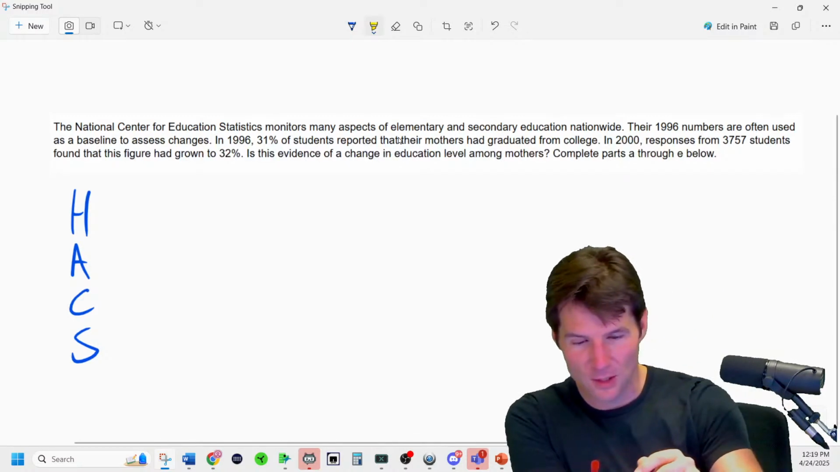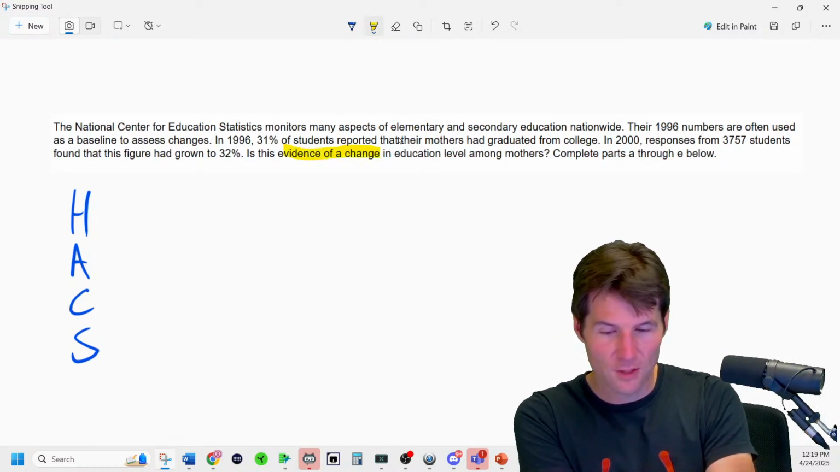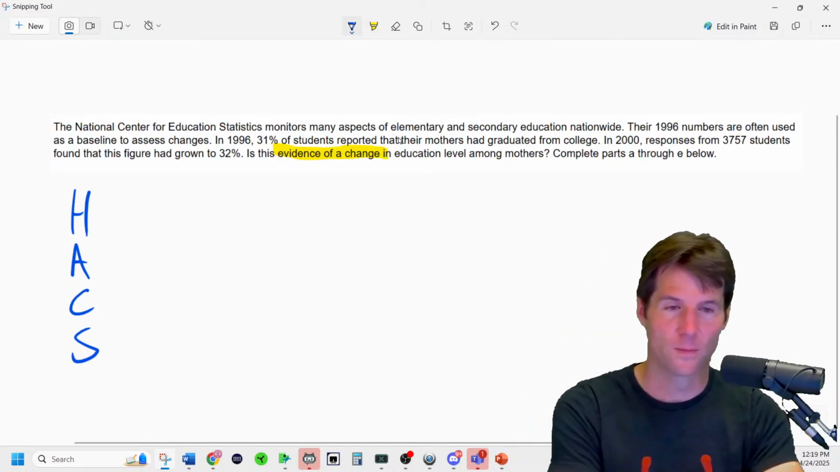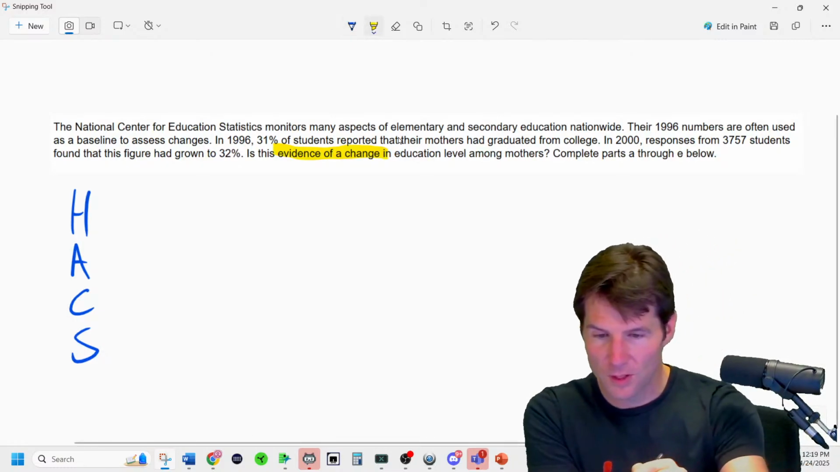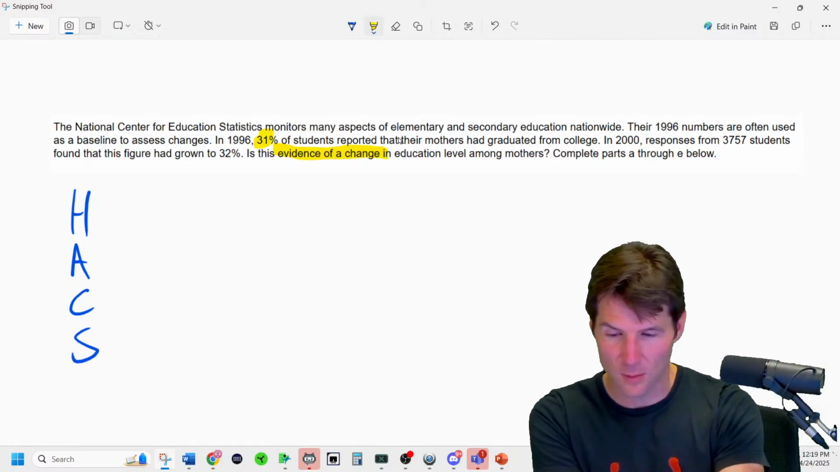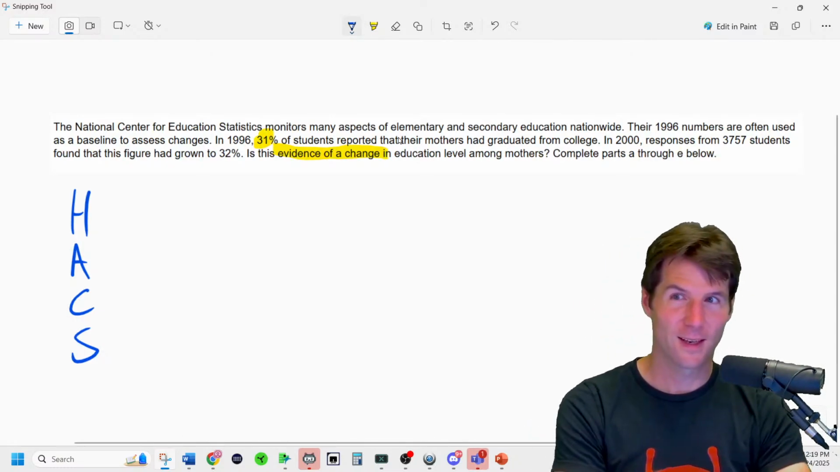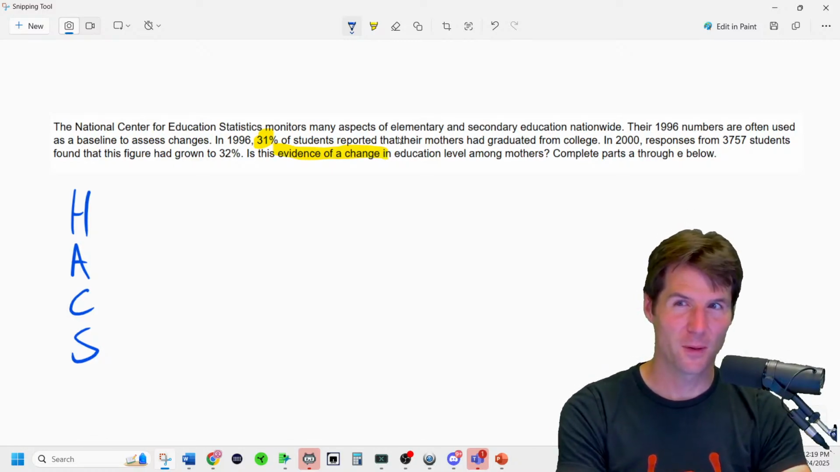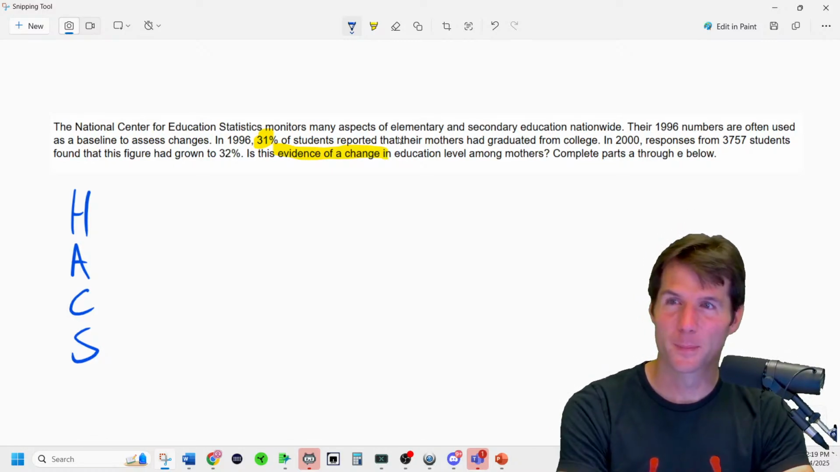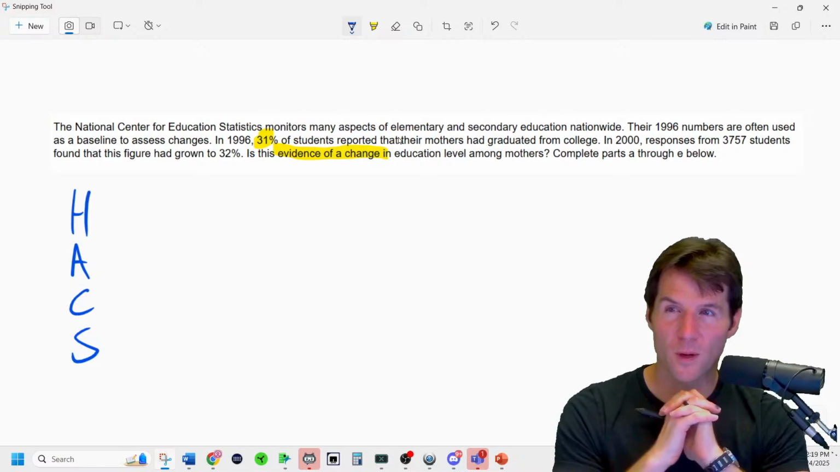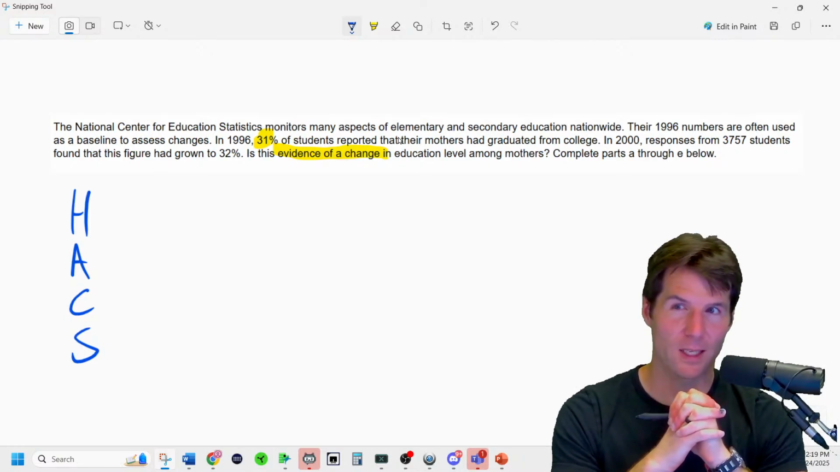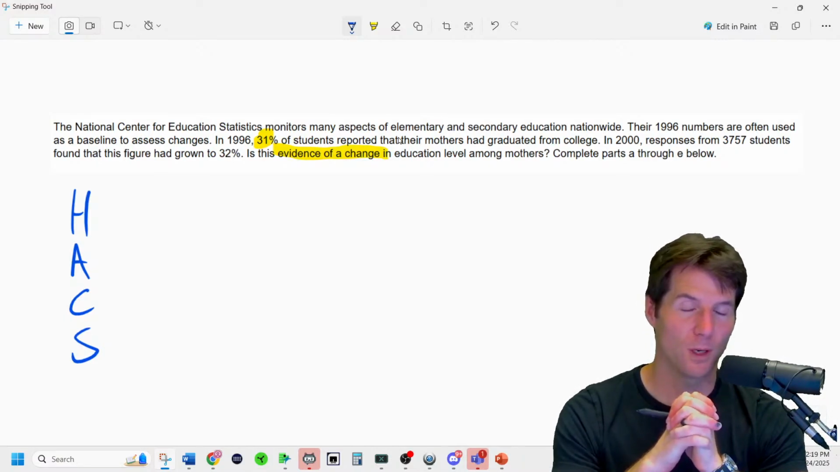I'll give you a hint. Evidence of a change is a hint on what we're going to need to do. Also, this value over here, the baseline value, is going to be important. Any guesses? Give it another 10, 20 seconds. Don't worry about being wrong. Just take a guess. What does the H stand for in the HACS method? Write out your what and what.